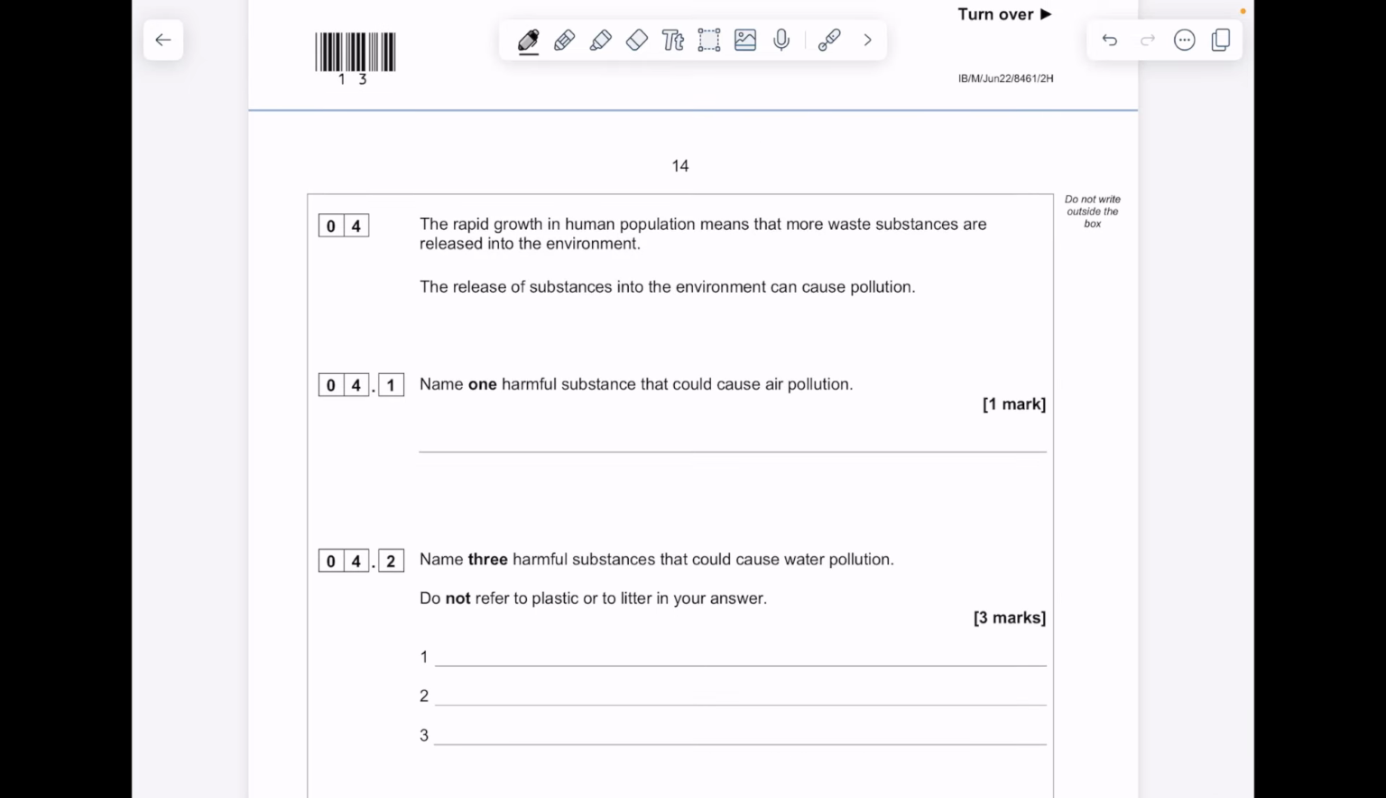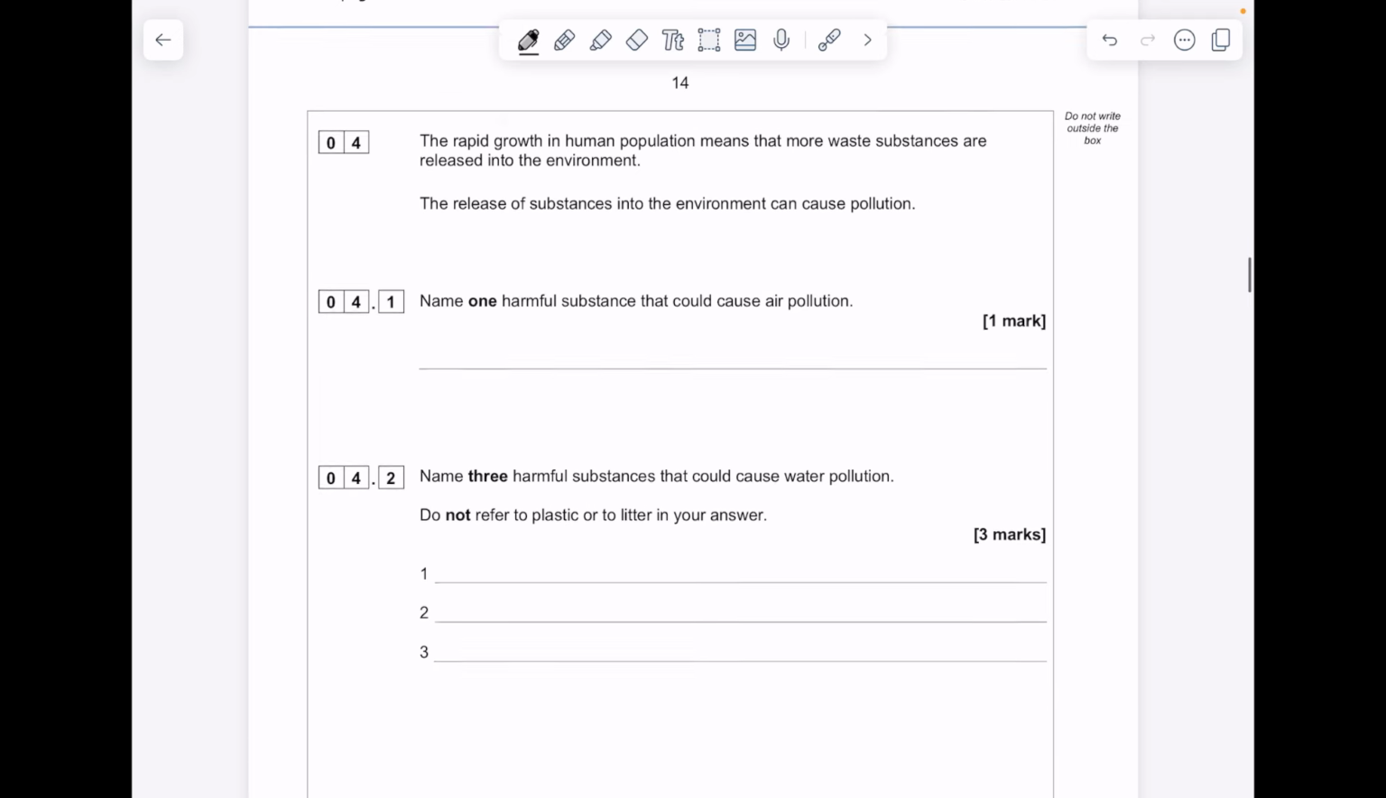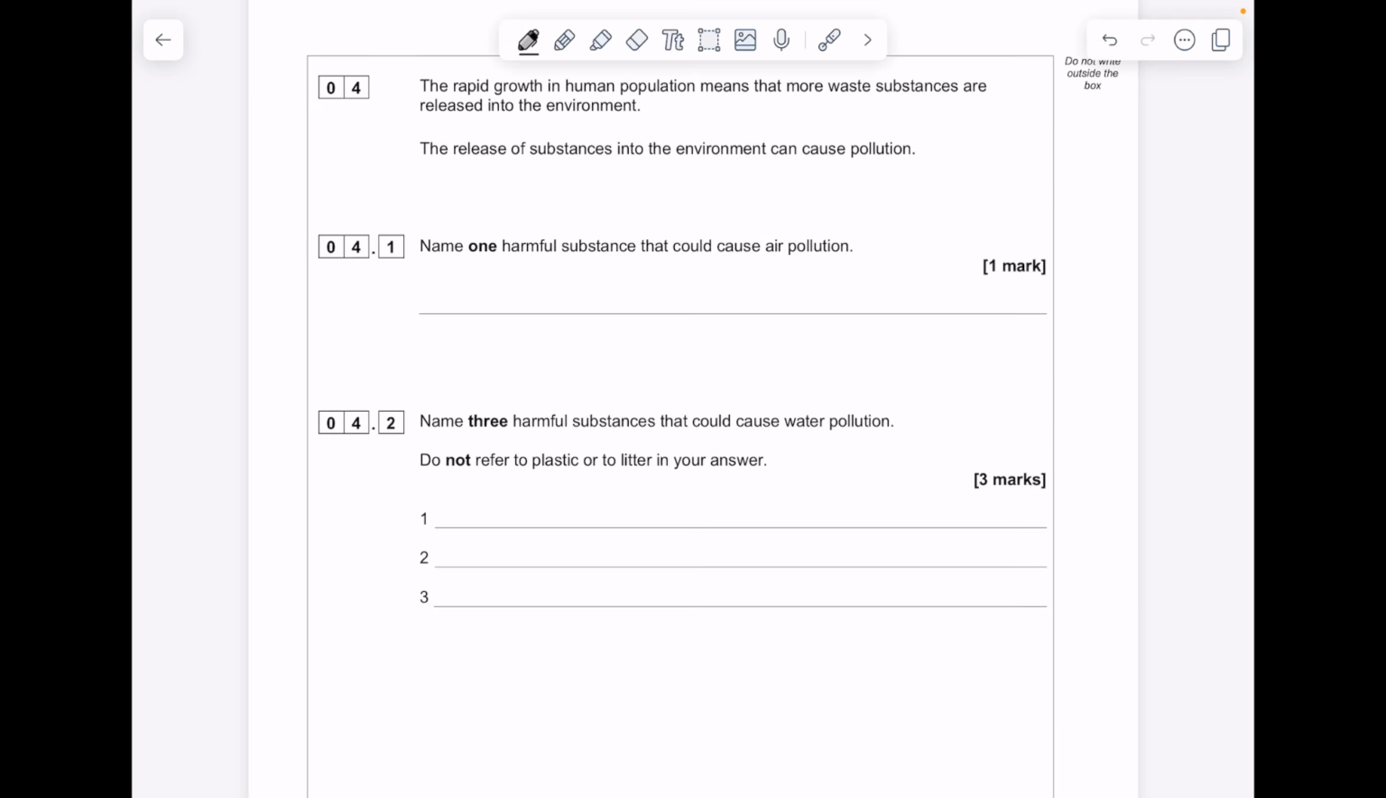The rapid growth in human population means that more waste substances are released into the environment. The release of substances causes pollution. Name one harmful substance that could cause air pollution. You've got so many options here. You could say carbon dioxide, sulfur dioxide, carbon monoxide. Remember, carbon dioxide increases global warming.